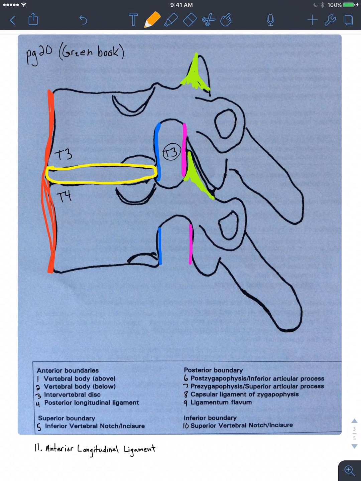The inferior articular process, or the post-zygapophysis joint, is going to be right here. This whole process there. And an easy way to remember the pre and the post-zygapophysis is that inferior people come after or posterior to superior people.